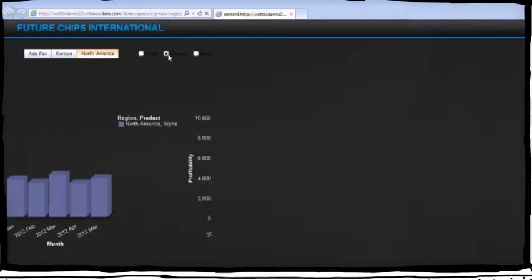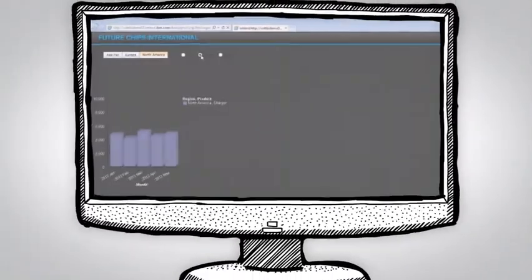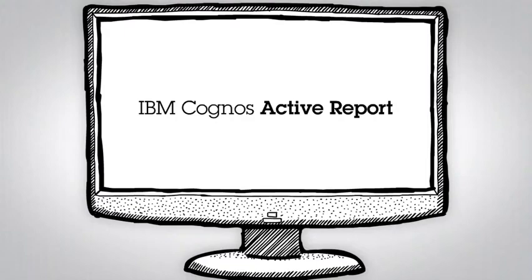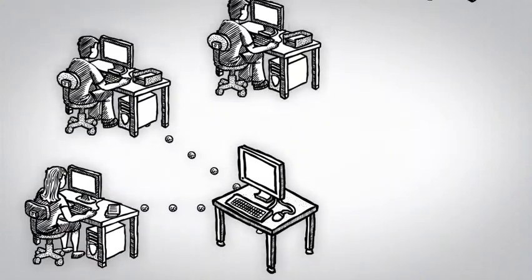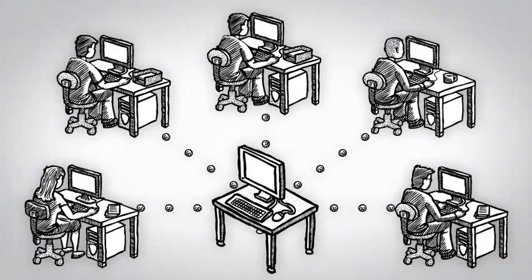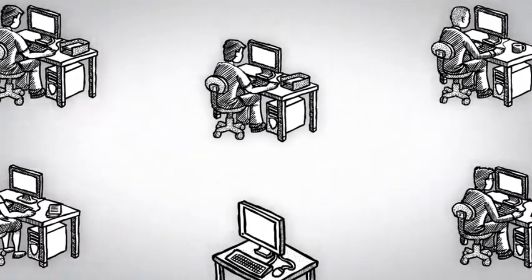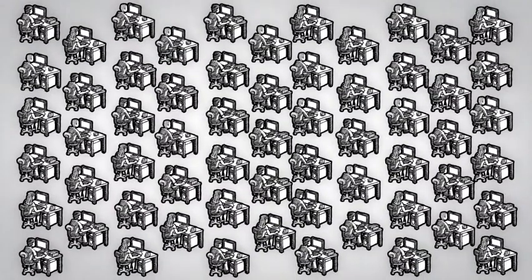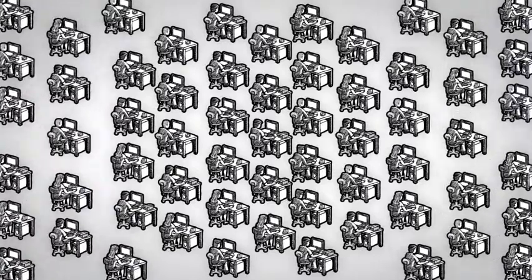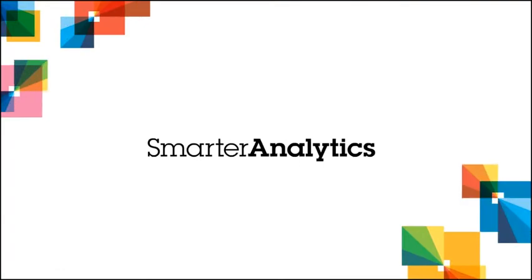You've just seen how report authors can easily create interactive, disconnected reports with IBM Cognos Active Report. Cognos Active Report extends the reach of business intelligence to a wider audience of business consumers who may not typically take advantage of an organization's BI infrastructure. Now, a wider audience can realize the benefits of business intelligence, even on the desktop or iPad. It enables them to make smart business decisions at just the right time.